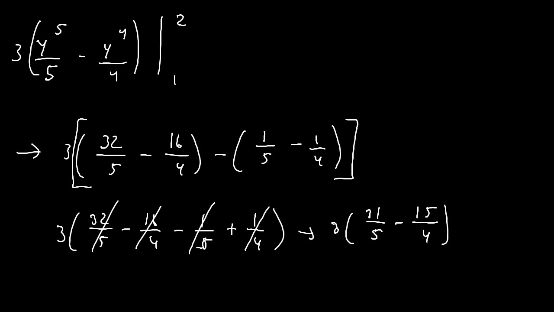When you use your calculator, you should get an answer of exactly 147 over 20. And that's the final answer.